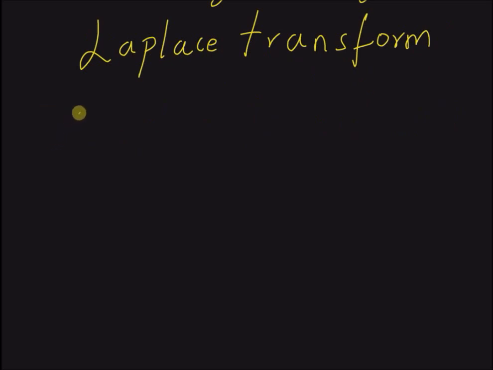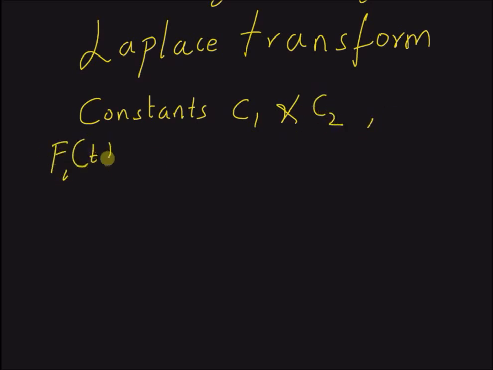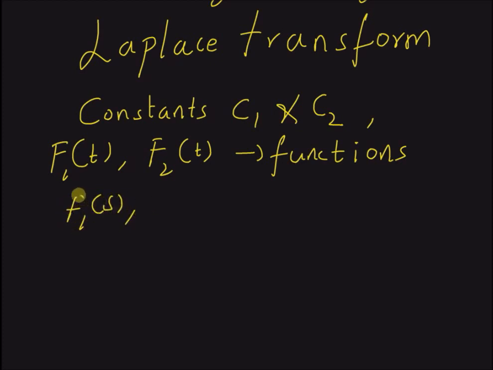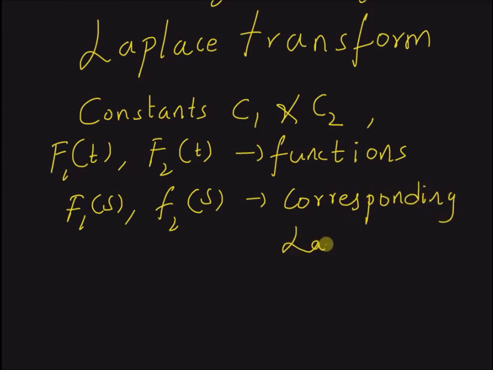Consider two constants C1 and C2, and we have two functions f1 of t and f2 of t. These two are functions with corresponding Laplace transforms as F1 of s and F2 of s.